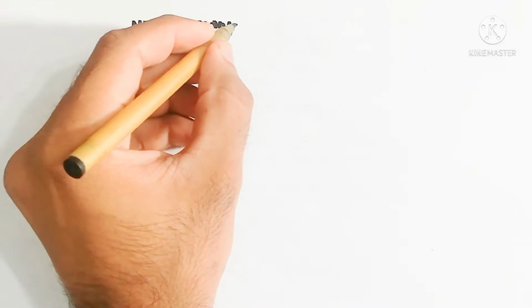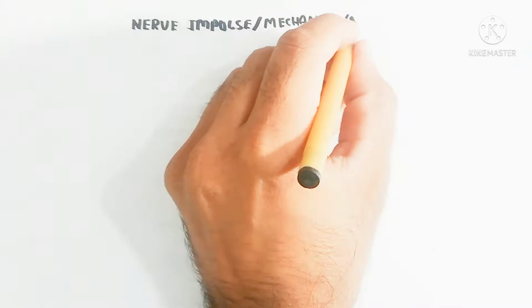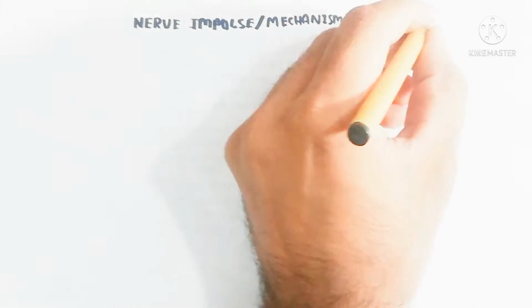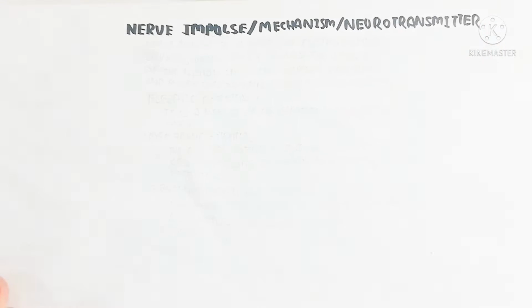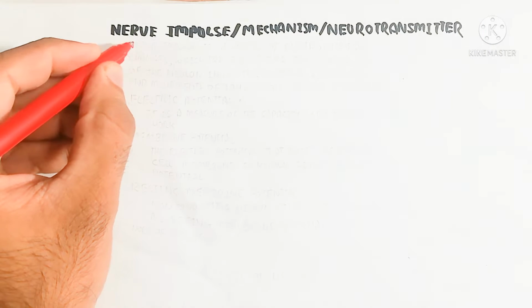Hello, in this video we will discuss the nerve impulse and its mechanism, as well as understand the neurotransmitter. What is that? Let's begin to understand. First of all, I want to explain the nerve impulse and conduction.